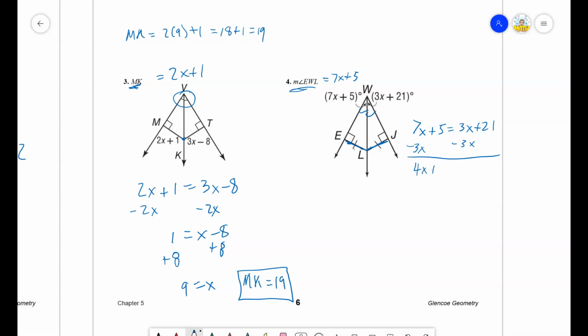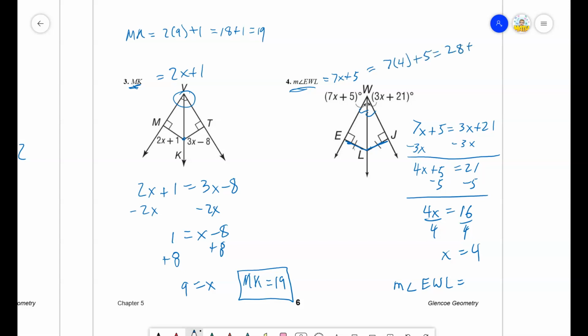So 4x plus 5 equals 21. And then I'll go ahead and subtract 5 from both sides. So 4x equals 16. And then divide by 4. So again, feels like we've accomplished something here, but we're only halfway done. Remember, what they want is the measure of angle EWL. So we have to come back up here. They told us that it's 7x plus 5. Now we know what x is. It's 4. So 7 times 4 is 28. Plus 5 would be 33 degrees.